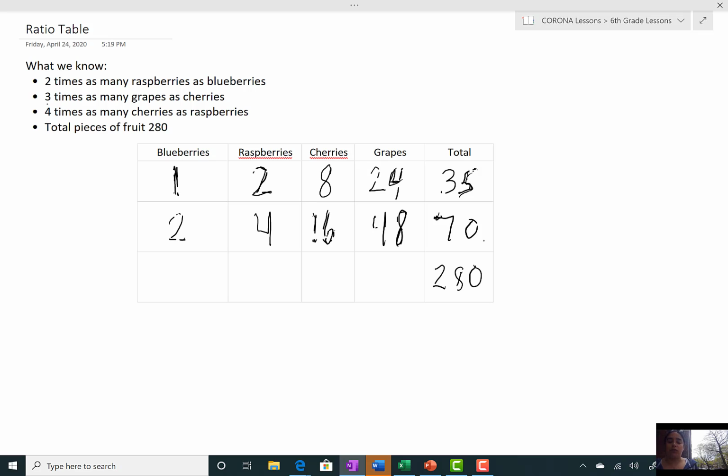So let's think about this for a second. How do I get from 70 to 280? That's actually pretty easy, because 7 times 4 gives me 28, and then I add a 0. So you see this is 4 times 4. So now if I do this to every row, we can find out how much if I have a fruit salad that has 280 pieces of fruit, how much of each fruit there will be.